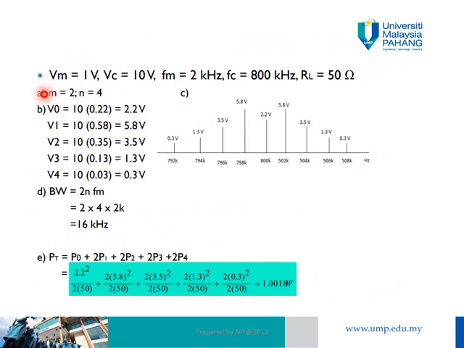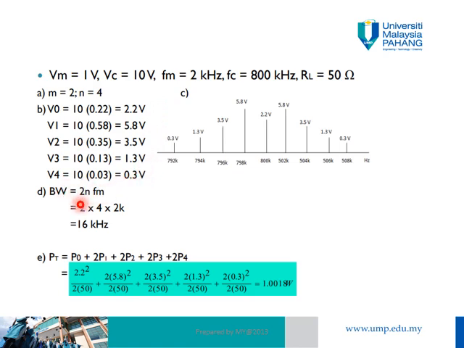So the question is almost similar, but this time m equal to 2. So refer to the Bessel table. We get the value of n and the value of J: J0, J1, J2, J3, and J4 from the Bessel table. So the amplitude of the side frequency, we need to multiply J with the value of Vc. When we multiply, we get the value of the amplitude of the side frequencies and also the carrier.